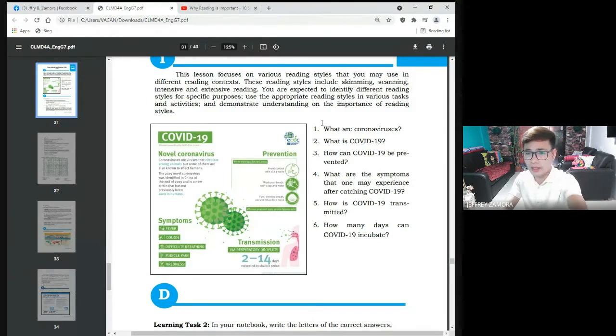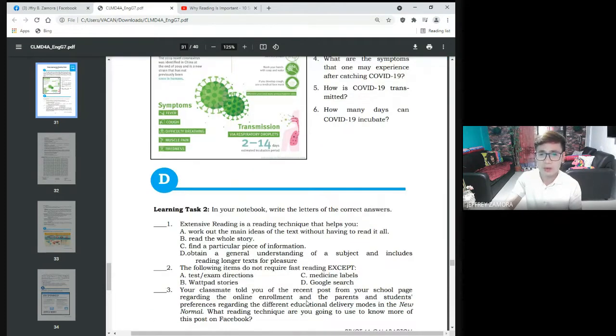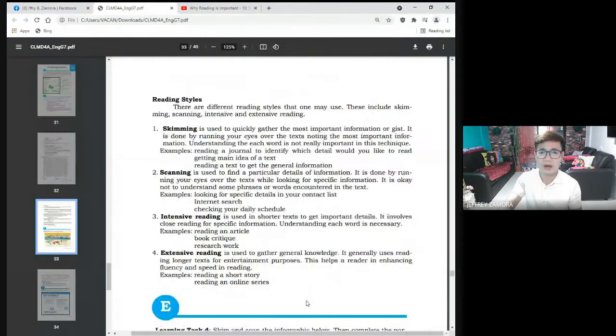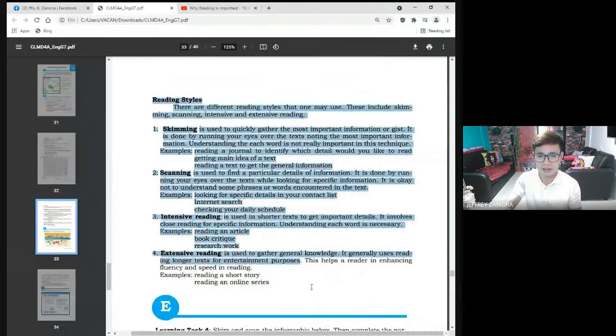So if you are looking for these questions, questions first, and then after that, we're going to locate what is the answer. Okay, that is another style in reading. So you can easily answer a question or an information. You can easily unlock an information if you know these reading styles, including skimming, scanning, intensive, and extensive. Okay, so what are those? Here are the reading styles and the definitions.